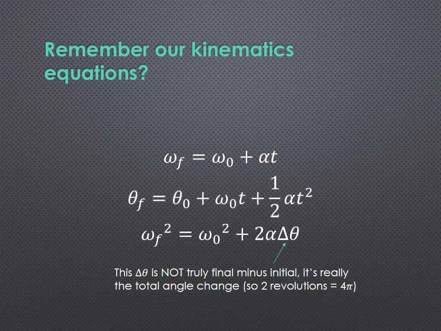So this little delta theta at the bottom here is not truly final minus initial angle. It's really the total angle change. So 2 revolutions equals 4 pi radians. But that's really hard to put on an equation sheet, so I think they just left it out and left it to you to remember that all of rotational kinematics and all of rotation is just an analogy to translational motion. Remember, it's all the same, but now it's all Greek to me.